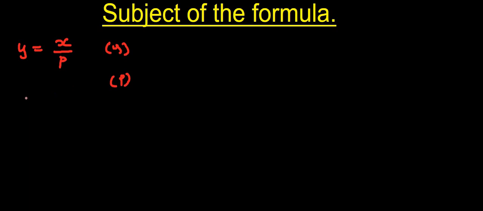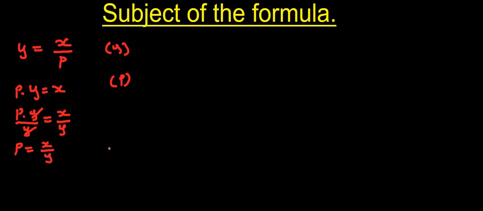what you do is you are solving for p by doing cross multiplication. Then you will say p multiply by y will be equal to x. Then after multiplying by p, you divide both sides by y. Meaning you're going to get p multiplied by y divided by y will be equal to x over y. Therefore this y cancels out this y. Then p will be equal to x over y. Now our subject of the formula is p.